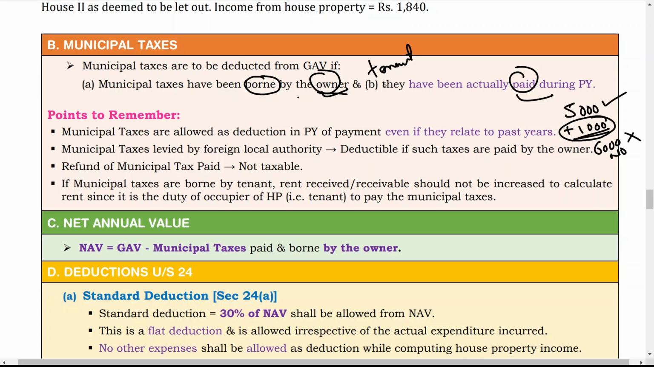Now, if municipal tax is paid for the past year in the current year, then also deduction is available. If municipal tax is levied by a foreign local authority, then deductible if such taxes are paid by the owner. If a municipal tax refund is paid to you, then it is not taxable. Then last point, if municipal taxes are borne by the tenant, then it will not increase your rental income, because it is the obligation of the tenant to pay the municipal tax. So that is why he has paid, and you don't have to increase your rent amount.